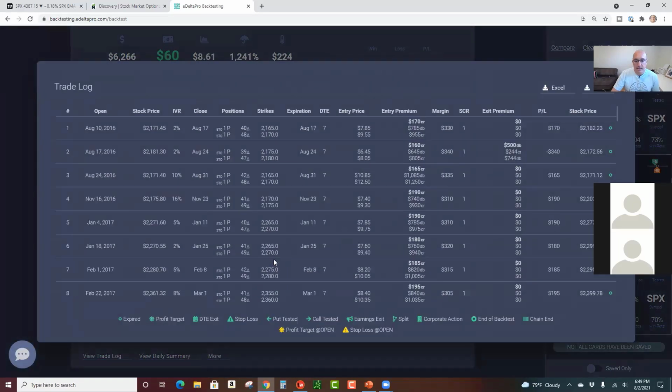Let's go ahead and look in the trade log just so you can see what this looks like. What the trade log tells you is the date, the price of SPX at the time of that date. It tells you the strikes that it took, the entry price for each one. In this case, you got a $170 credit. That means the margin was 330 because this was 5 wide, and held to expiration. This one experienced max gain, and you can see the very next one experienced max loss.